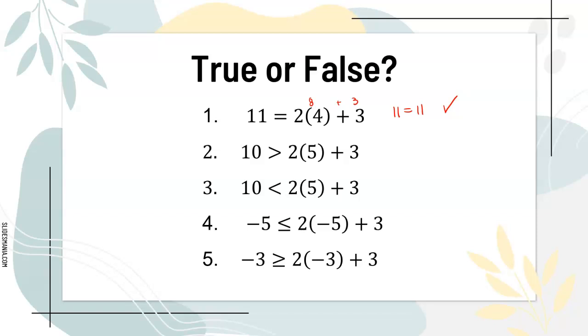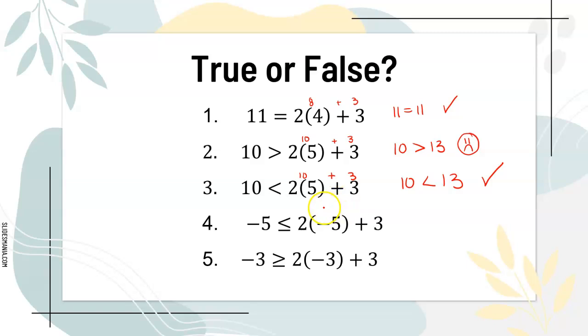In the second one, I have 2 times 5, or 10, plus 3, which would mean I have this inequality. We would say this out loud as 10 is greater than 13. Well, 10 is not bigger than 13, so this would not be true. In the next one, we have 10 is less than 13. This is true. 10 is smaller than 13, so that would be a true statement.